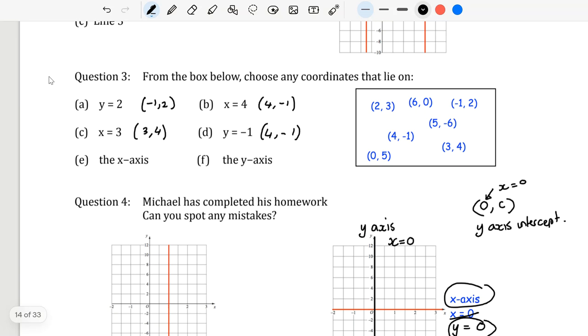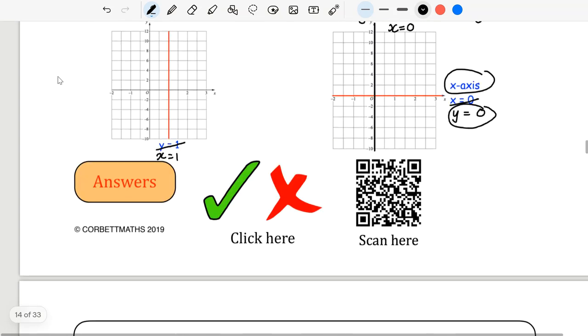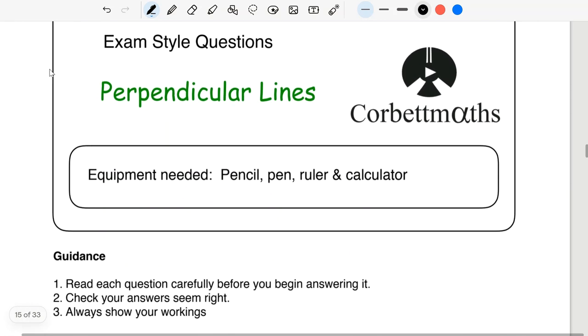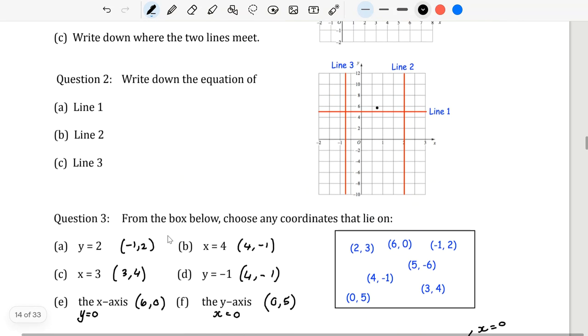The x-axis, well, that's when y equals 0. So 6, 0, yeah. And the y-axis, well, that's when x equals 0. So 0, 5. Okay, I gave you perpendicular lines. How do you feel about the vertical horizontal lines now? All right? All good?